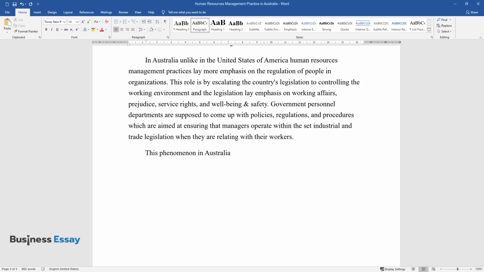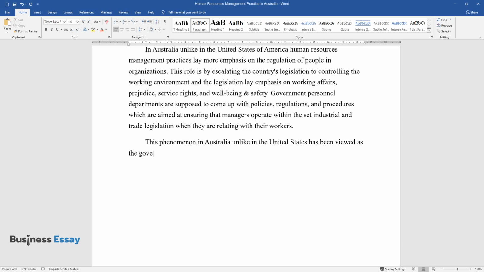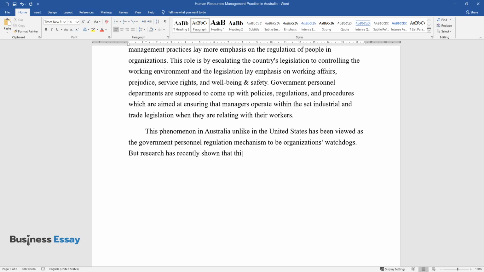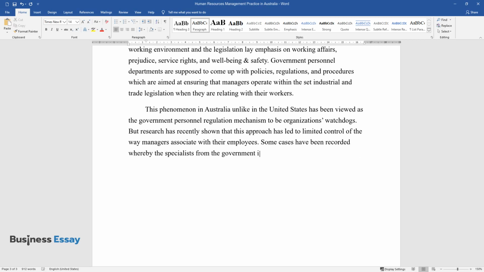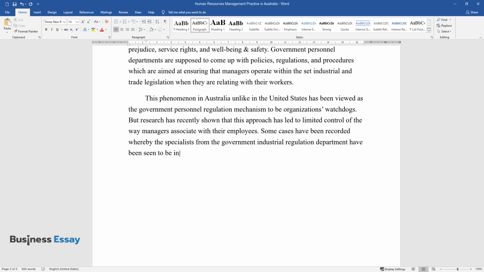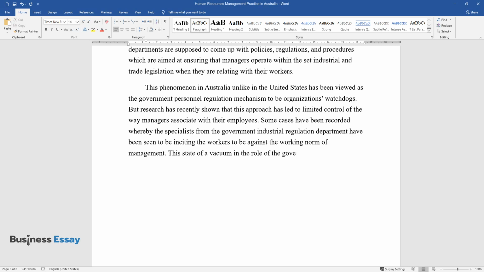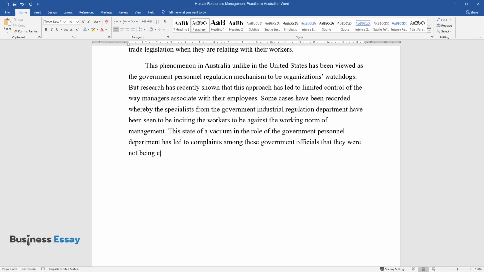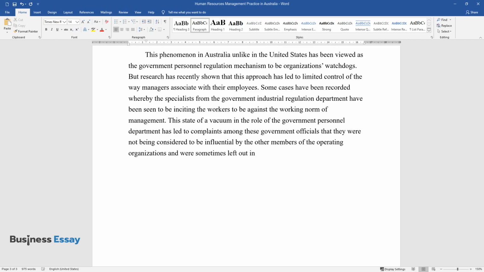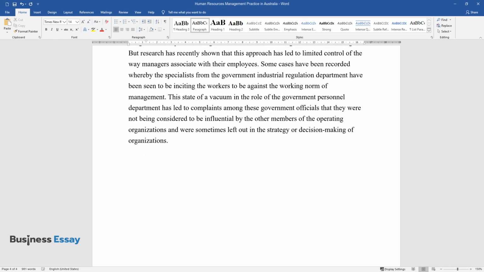This phenomenon in Australia, unlike in the United States, has been viewed as the government personnel regulation mechanism being organizations' watchdogs. But research has recently shown that this approach has led to limited control of the way managers associate with their employees. Some cases have been recorded whereby specialists from the Government Industrial Regulation Department have been seen inciting the workers to be against the working norm of management. This state of a vacuum in the role of the Government Personnel Department has led to complaints among these government officials that they were not being considered influential by the other members of the operating organizations, and were sometimes left out in the strategy or decision-making of organizations.